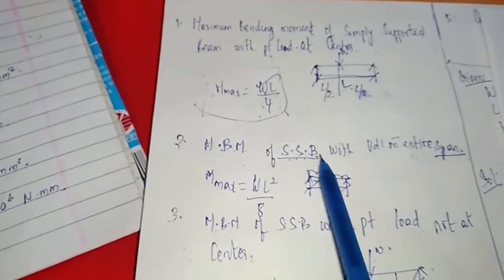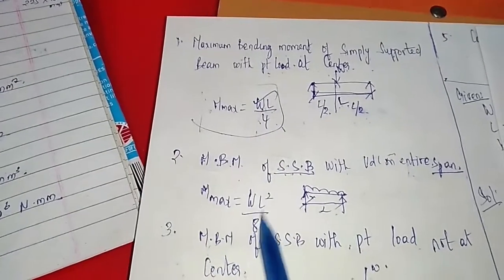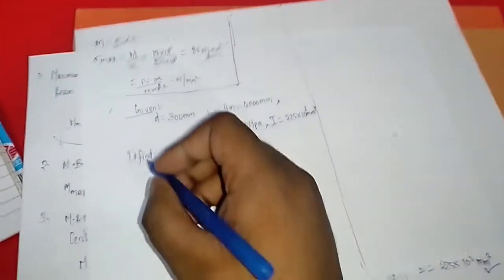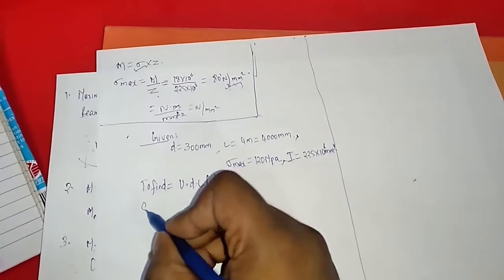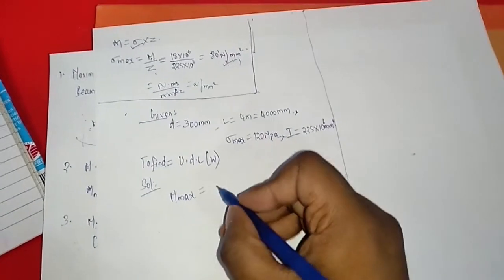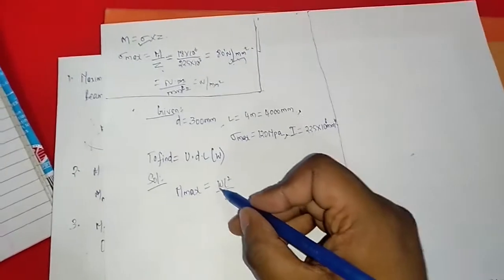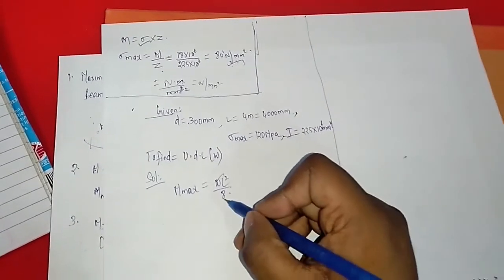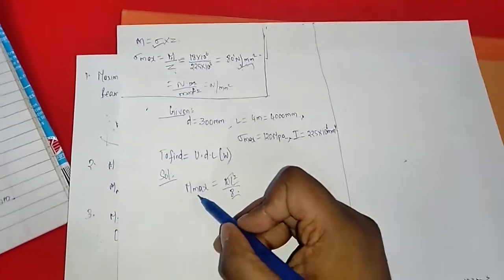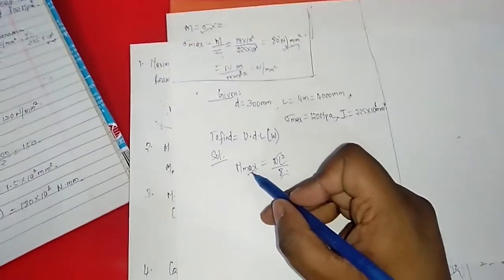See the second formula: maximum bending moment of a simply supported beam with UDL on the entire span. What is the maximum bending moment? That is WL squared by 8. Okay, so solution. Maximum bending moment is WL squared by 8. You have to find this W. L is there, 8 is there. You have to calculate the maximum moment.